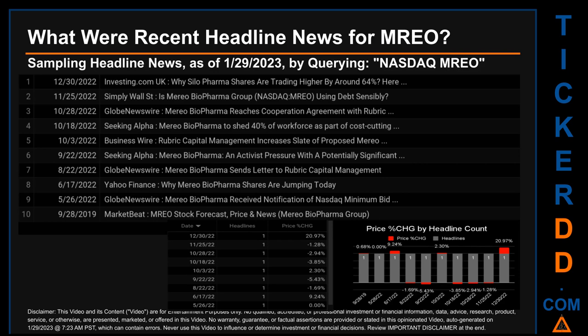Thursday, September 22, 2022 was the day with the highest percentage change in price when we compare opening versus closing price for the ticker. The day saw a drop of -5.43% when MREO opened trading at 0.92 and closed at 87 cents. There was one found headline when Seeking Alpha published the headline that read, "MREO Biopharma, an activist pressure with a potentially significant."